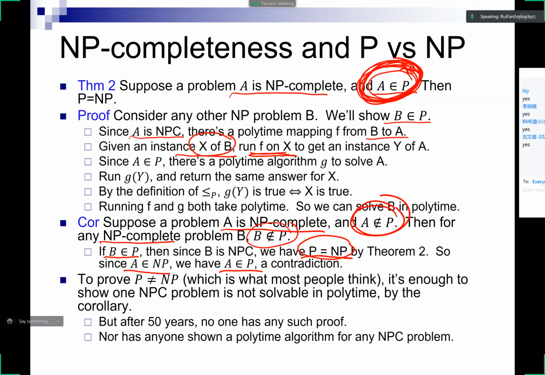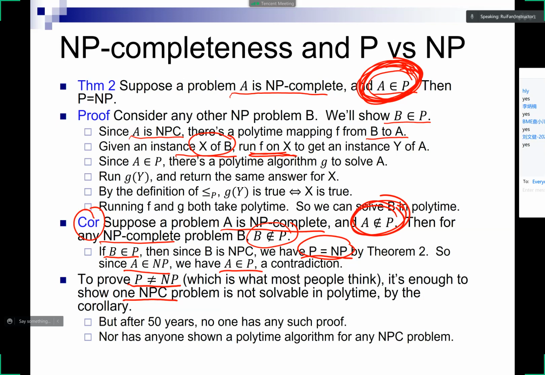So now, suppose you want to prove that P is not equal to NP. That's what most people think. Then it's enough to show that one NP complete problem is not solvable in polynomial time, using this corollary. Because if you show any NP complete problem is not in P, then you've shown that all NP complete problems are not in P. And that shows that P is not equal to NP.